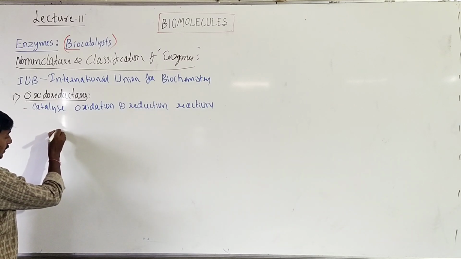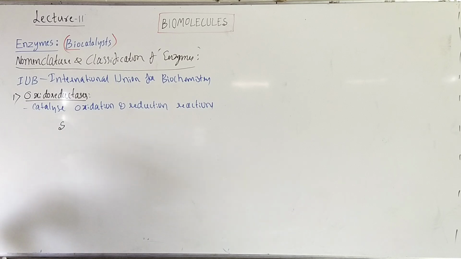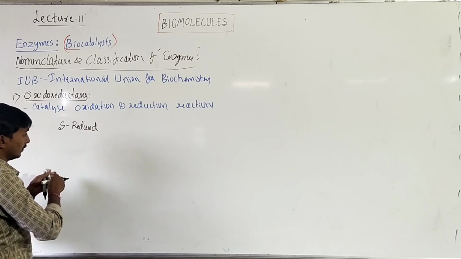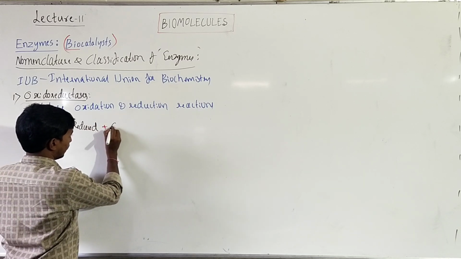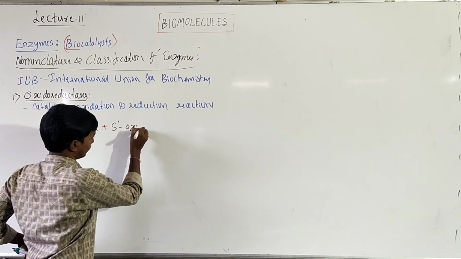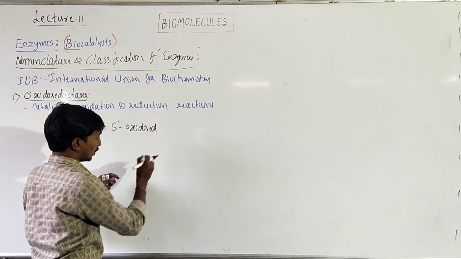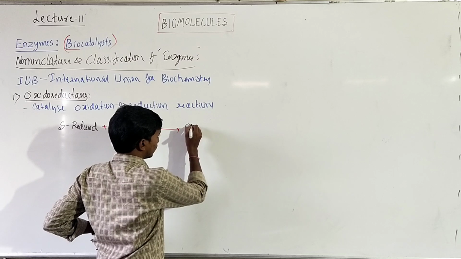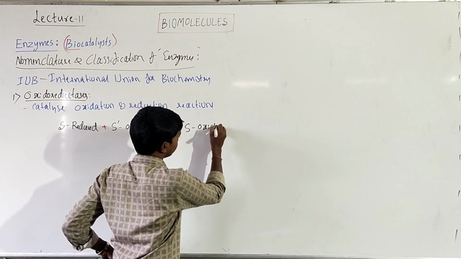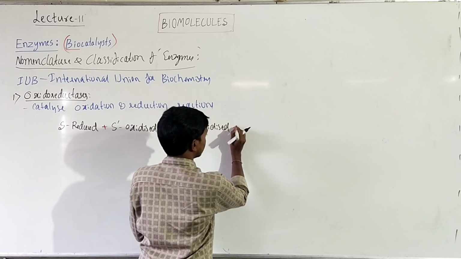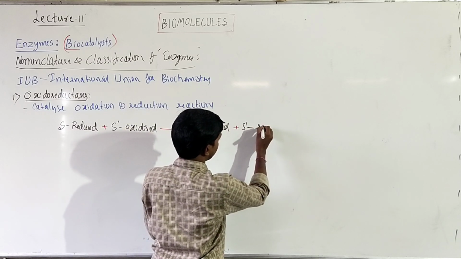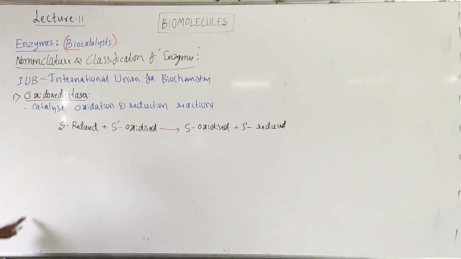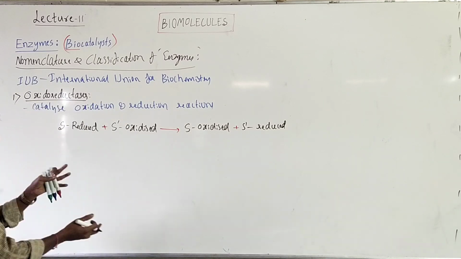So we have a substrate S, if it is reduced, plus we have another substrate S dash, it is oxidized. So what happens? The result would be S gets oxidized. Lastly, the S dash gets reduced. Okay, so this is how the reaction takes place.